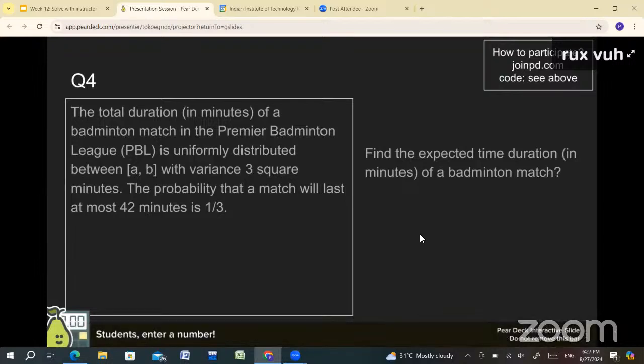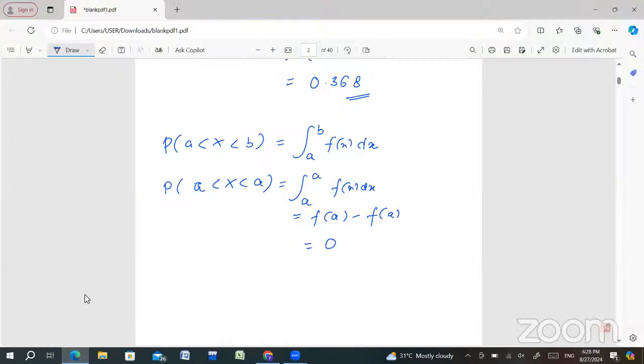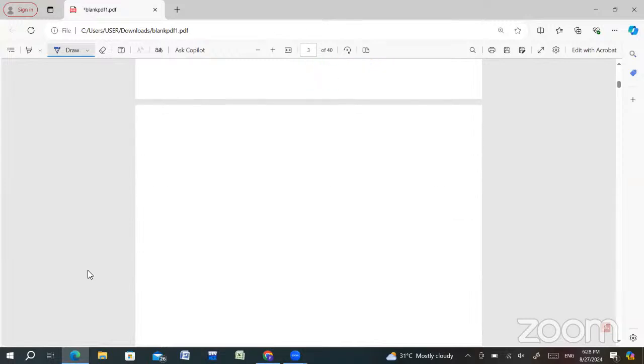Okay, so here it is given that the total time duration is uniformly distributed between the interval A to B. So we can write it as, X is uniformly distributed between A to B. So what will be the PDF? It will be 1 upon B minus A. And we are given variance as 3.